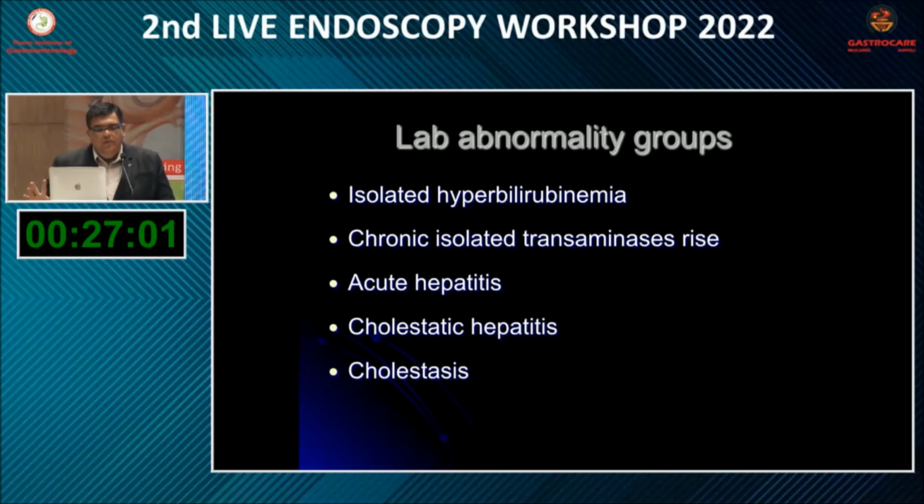What are these 5 groups? Isolated hyperbilirubinemia, that is, only bilirubin is elevated, rest of the LFT is normal. Or chronic isolated transaminase rise. What is this? Only SGOT-SGPT is elevated, rest everything is normal. All of us have faced these reports. Anybody who has not seen these reports?